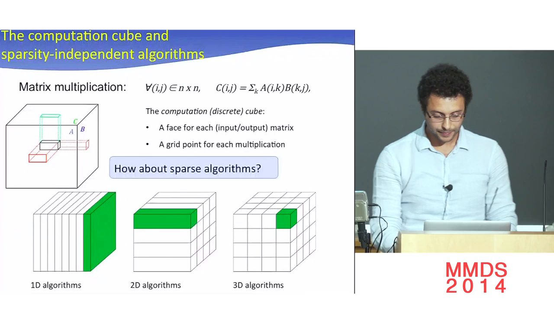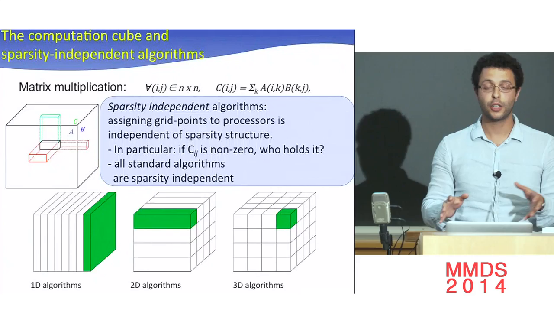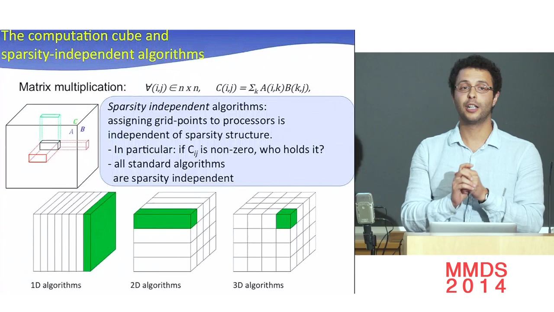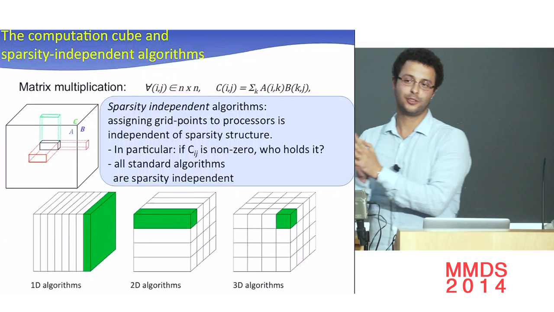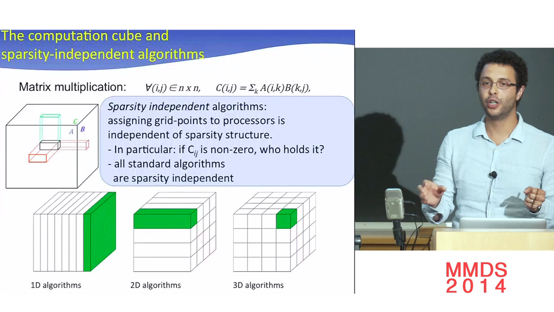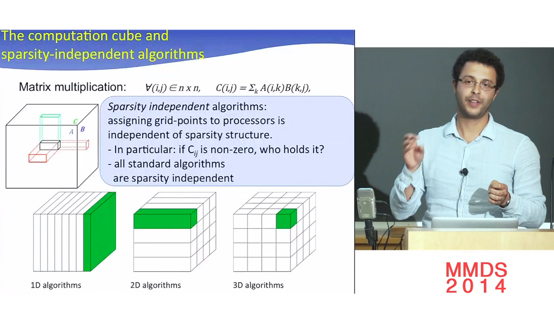We need to make one assumption to come up with any lower bound, and it is what we call a sparsity independence assumption. Here's why it's important. If I let the algorithm choose its data layout based on which entries in the output are non-zero, there is no way I can come up with a lower bound. And no algorithm actually takes advantage of that anyway. Before the algorithm starts, the algorithm knows whether it's going to own the Cij piece regardless of whether Cij turns out to be non-zero or zero. That's the sparsity independence assumption.